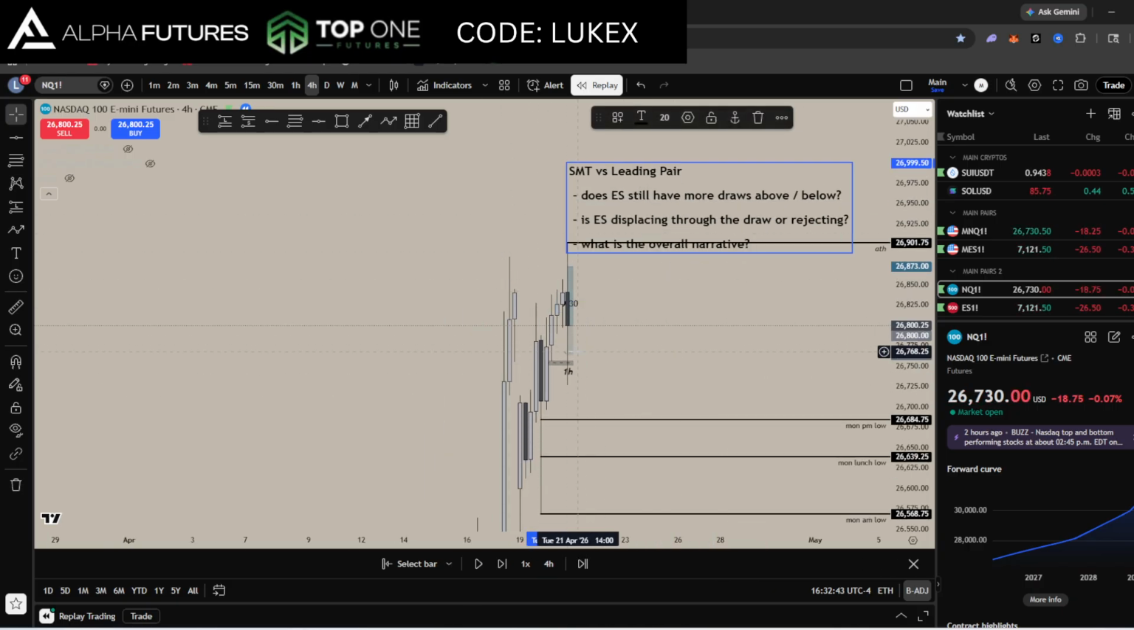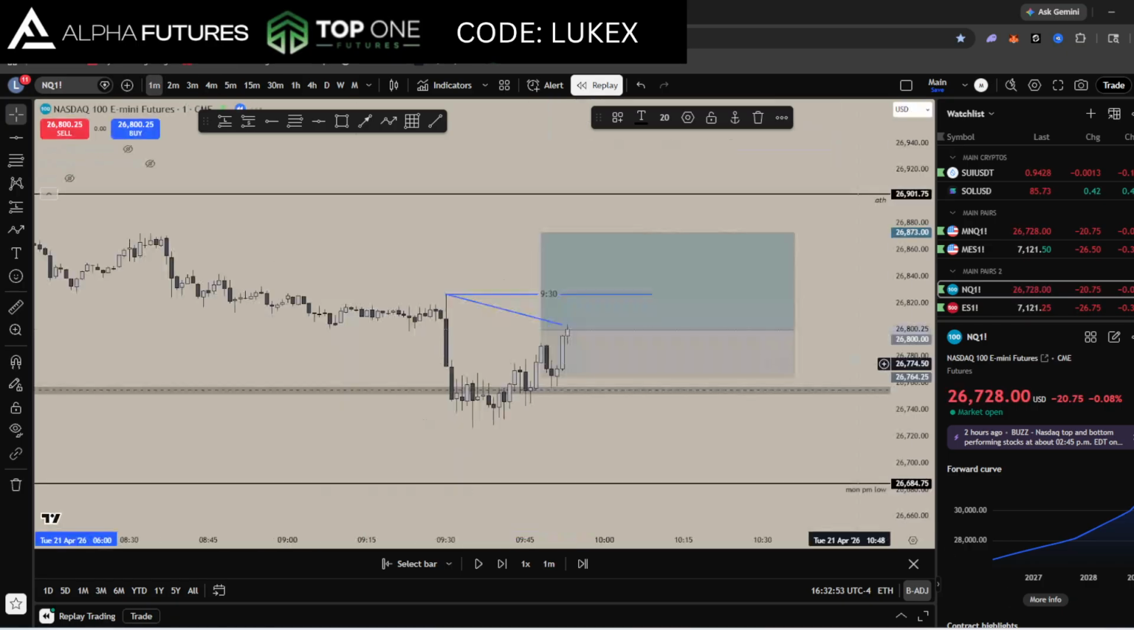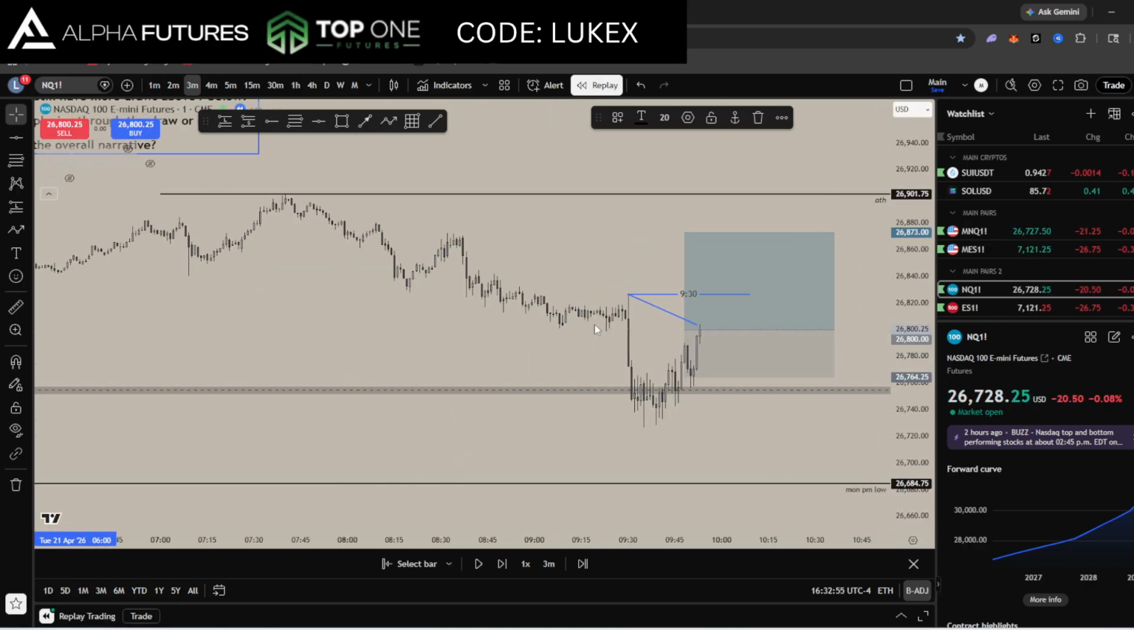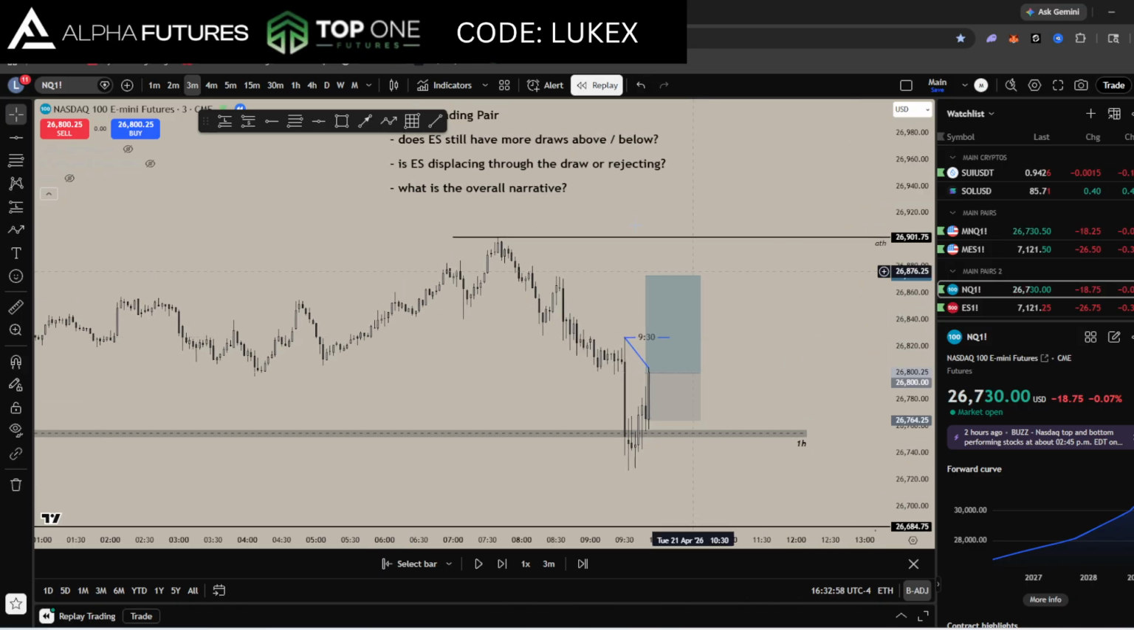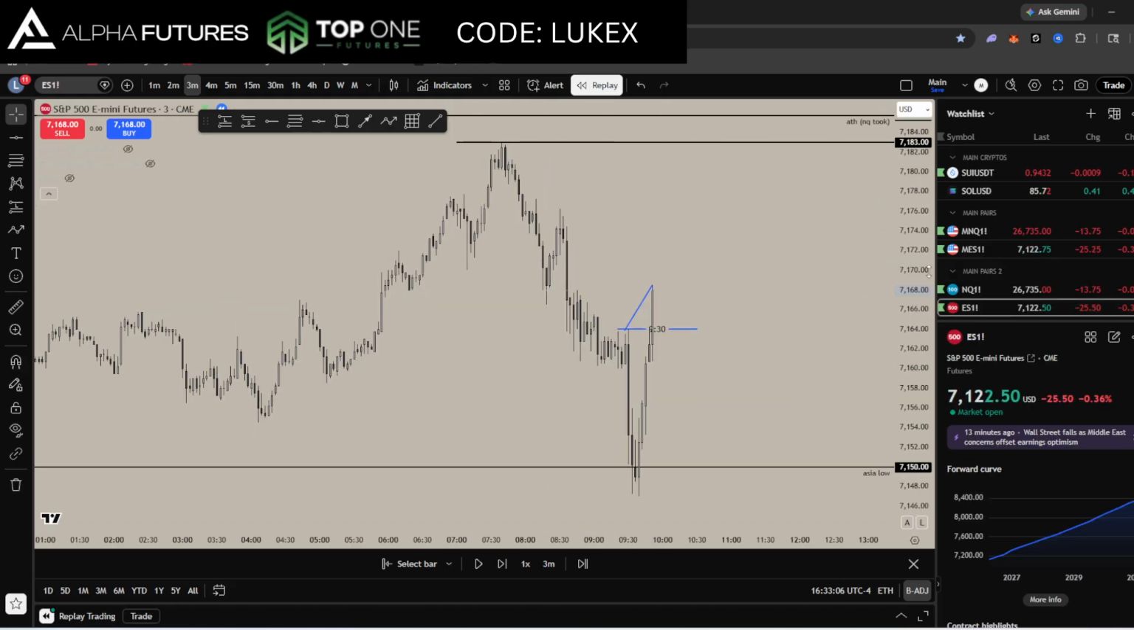The 4 hour is still bullish. The 1 hour, again, going back to the 1 hour, we just swept out all this sell side. We bounced off this gap. This is the textbook play where we see price run back higher. So going back over here, I'm willing to take this trade. Why? Because I know it's just ES being the leading index, right? ES still has draws above that we can target right here. It displaced through the draw. When you displace through the draw, you expect the momentum to continue.